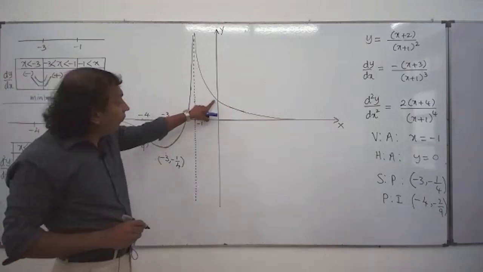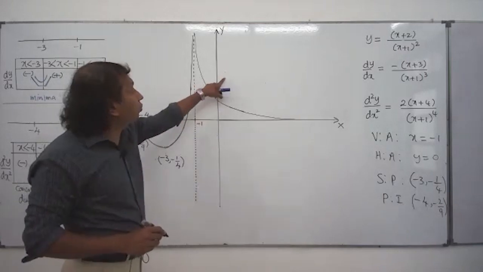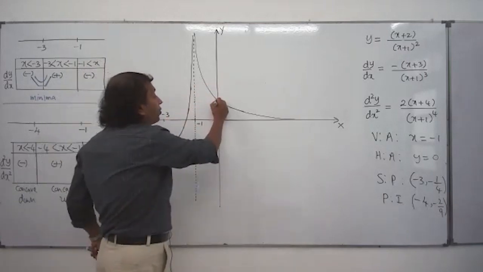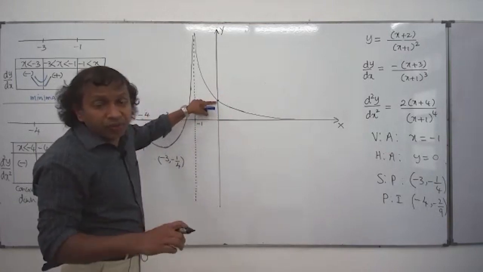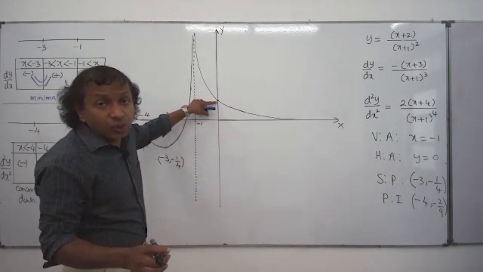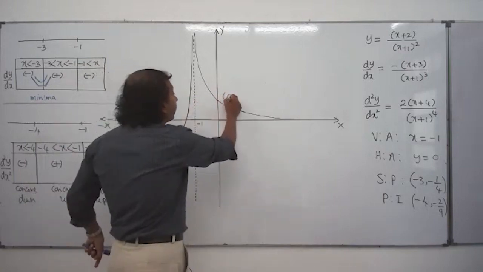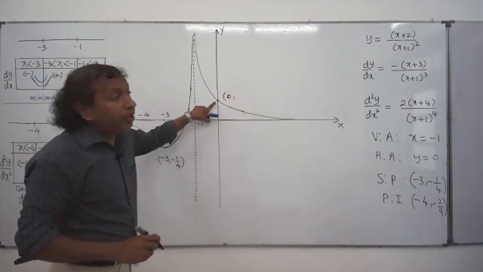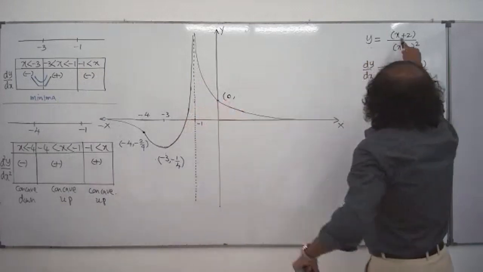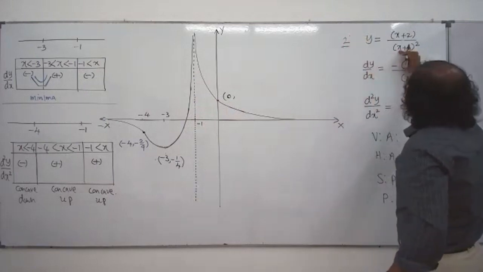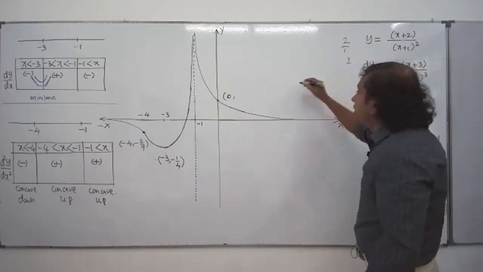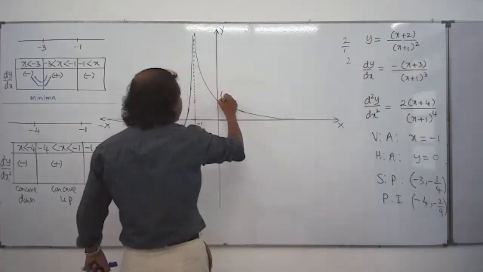And now you can see the graph cuts the y-axis at this point. That point also you have to mention. You know, this point is on the y-axis. No, any point on the y-axis has 0 x coordinate. x coordinate 0. How to find this y value? Come to here. Put x = 0 in this. When you put x = 0, the numerator is 2. The denominator, people, 0 plus 1 is 1, 1 squared is 1, 2 by 1, it is 2. Then this point is (0, 2).